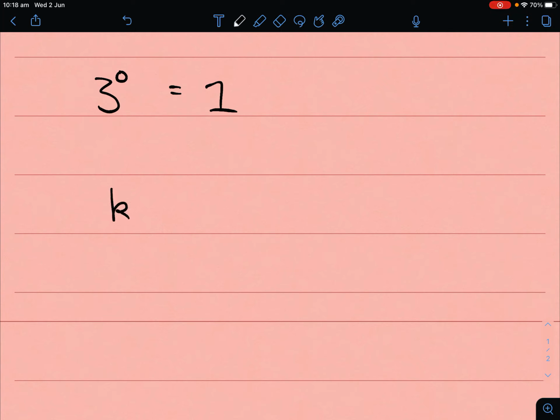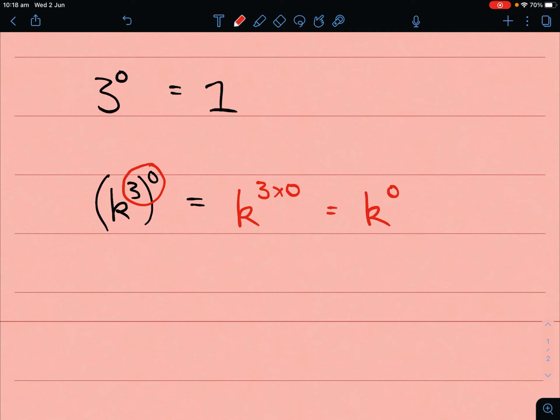If we have something like k to the 3 all to the power of 0, now this is using one of the other index laws, and this other index law tells us that when you have something inside the brackets raised to a power, then we multiply these powers. So in our answer, we're going to say k to the 3 times 0, and so that will equal k to the 0, because 3 times 0 is 0. And now we're back to a 0 problem again, and so k to the 0 is just 1.